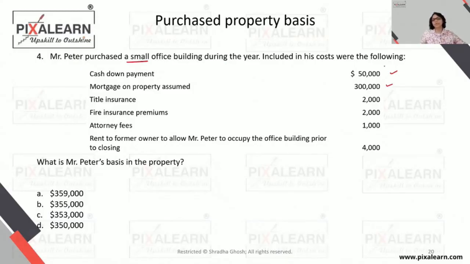Okay, cash payment, I know. Mortgage, I know. Title insurance, I will include. Fire insurance, I will not include. Attorney fees, I'll include. Now, understand what we are saying. Rent to the former owner to allow Mr. Peter to occupy the office building prior to closing. What do you mean by saying prior to closing?